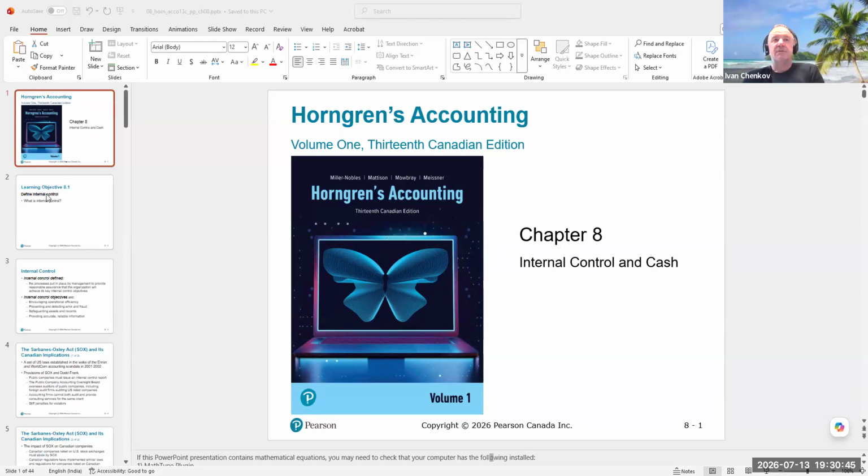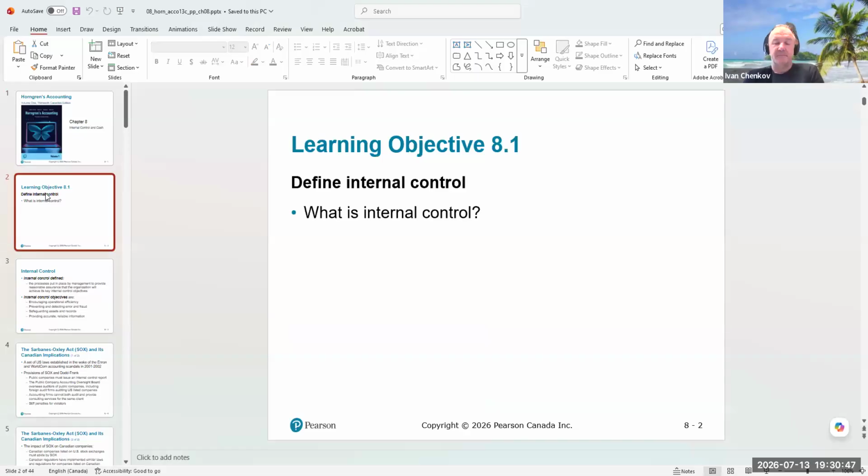So the cash, what's interesting with the cash? Cash is the most liquid asset, easily convertible. That includes cash and easily convertible cash. So for that reason, in order to protect our cash, we have to have well designed and developed internal control systems.